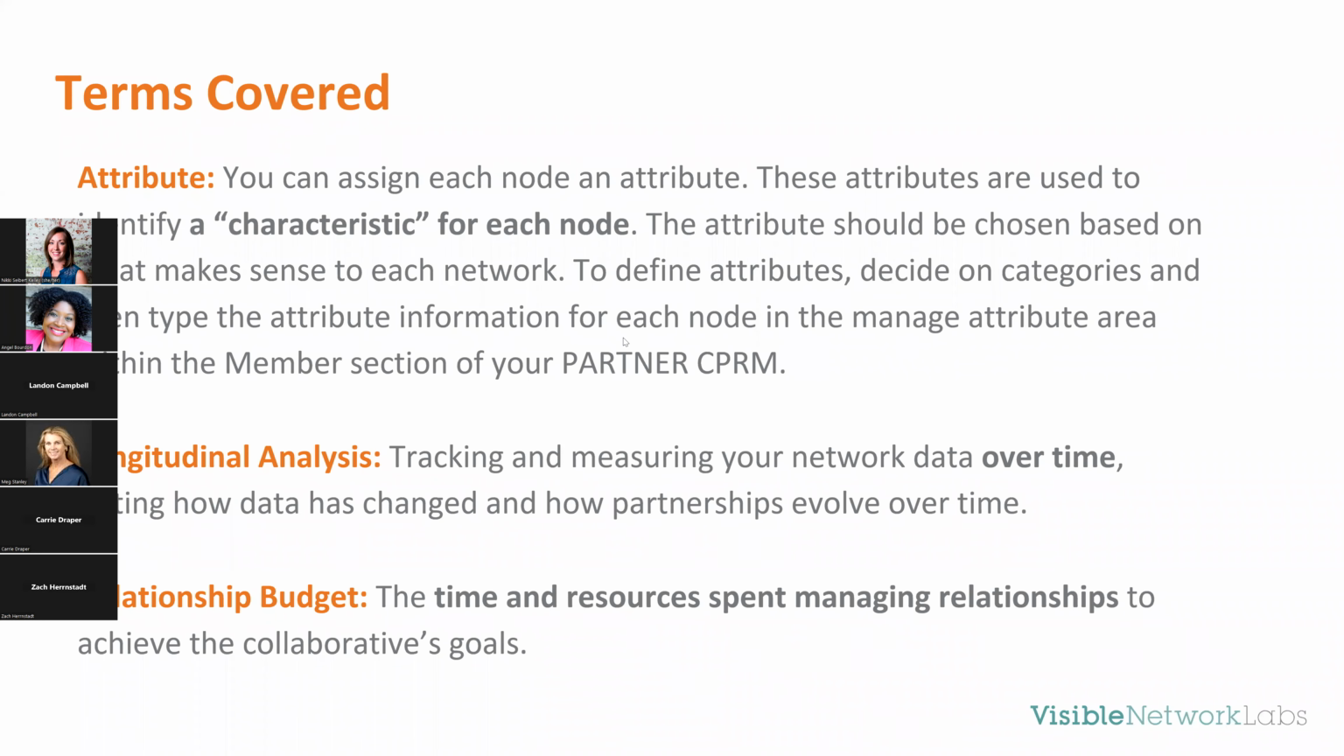So here are the terms we covered in this last scenario. We went over our attribute. You can assign each node an attribute. These attributes are used to identify a characteristic for each node, so it can be chosen based on what makes sense to each network. In the example, we had the different types of organizations in that demo, but you might want to use different attributes as it pertains to your own projects.